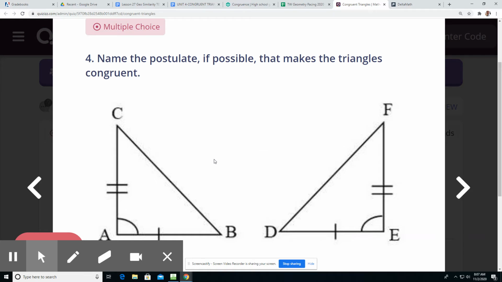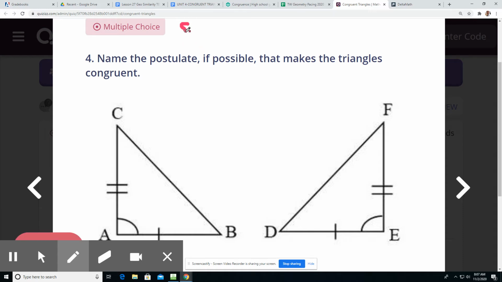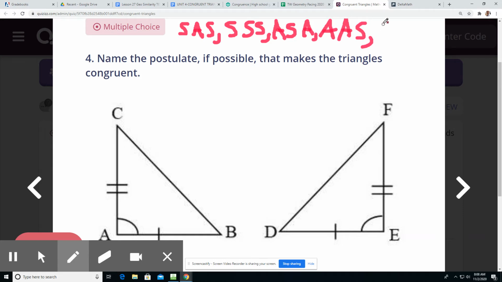Name the postulate, if possible, that makes the triangles congruent. All right, well, what are the 5 congruencies? Side, angle, side; side, side, side; angle, side, angle; angle, angle, side; and hypotenuse leg. You should practice these also. Like I always say, if you have something memorized, you're more likely to know how to use it.